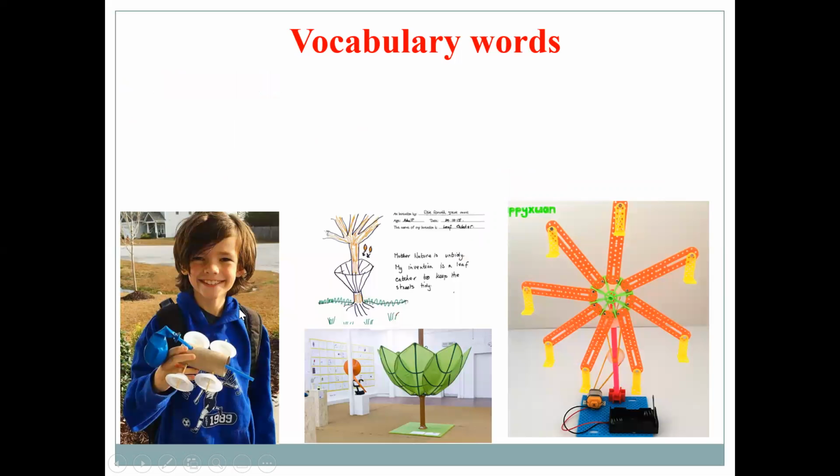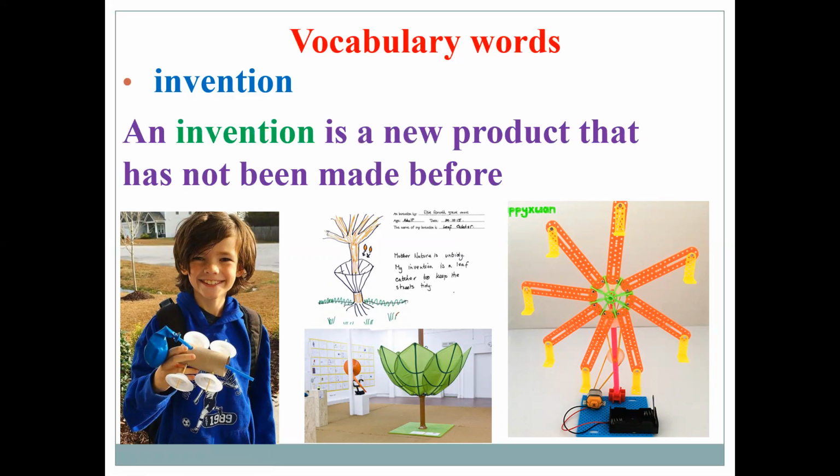Let's look at the second vocabulary word. The second vocabulary word for today is invention. Now, what do you see in these pictures? Have you seen something like this before? Or this one? Or this one? Well, invention is a new product that has not been made before. I repeat, an invention is a new product that has not been made before.